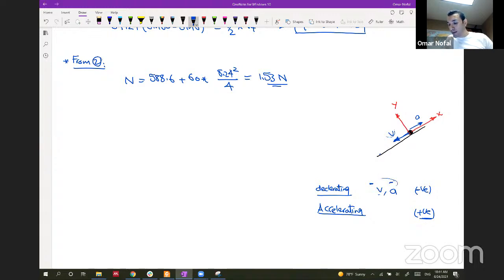If one of them is positive, let's assume that the acceleration is positive, but the velocity is negative, then if you multiply negative by positive, it will give you a negative. That means that the velocity is in one direction and the acceleration is in a different direction, so it is decelerating. I just want to make this point very clear. Sometimes when you are given a negative value, you assume it's a decelerating body, but you will have to look at the direction of the velocity. Does anybody have any question on this principle?